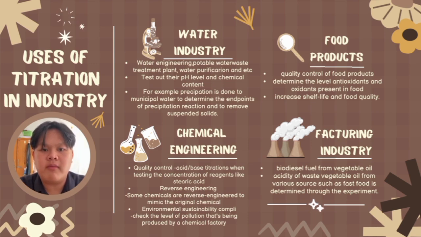The second one is chemical engineering. Titration can help with various aspects of chemical manufacturing, for example, quality control, reverse engineering, and environmental sustainability compliance. For quality control, some manufacturers perform acid-base titrations when testing the concentration of reagents like stearic acid.